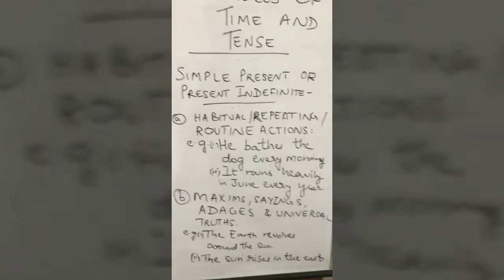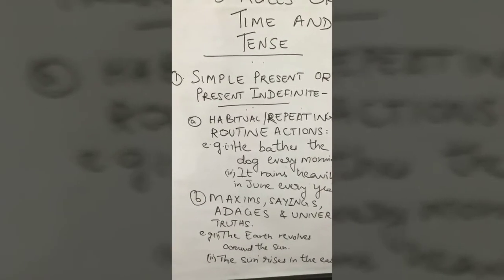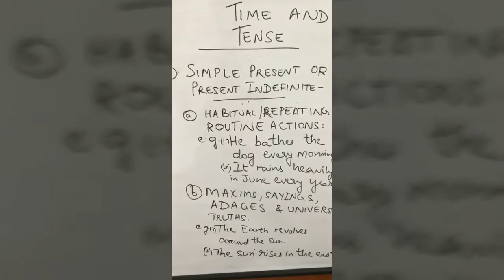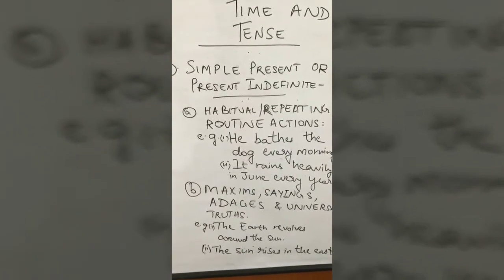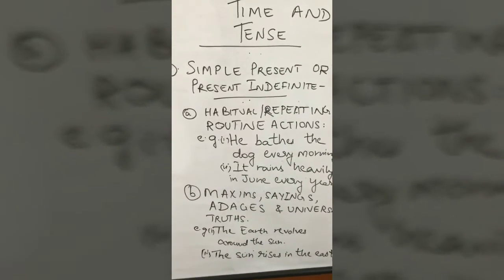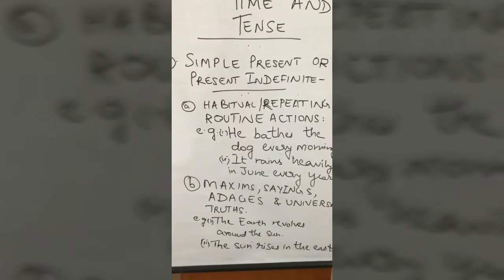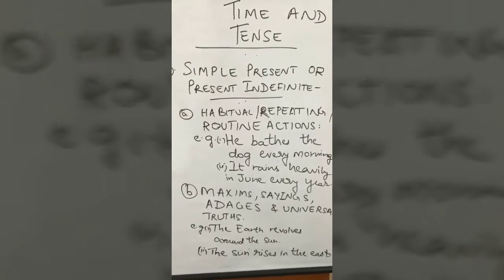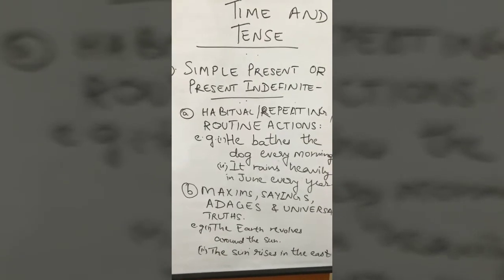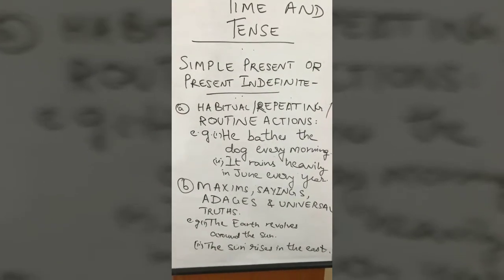So the first rule is basically that simple present or present indefinite, that is the verb form V1, which is present tense plural form, and V5, which is also present tense singular form. These tenses, simple present and present indefinite, mean the same thing.